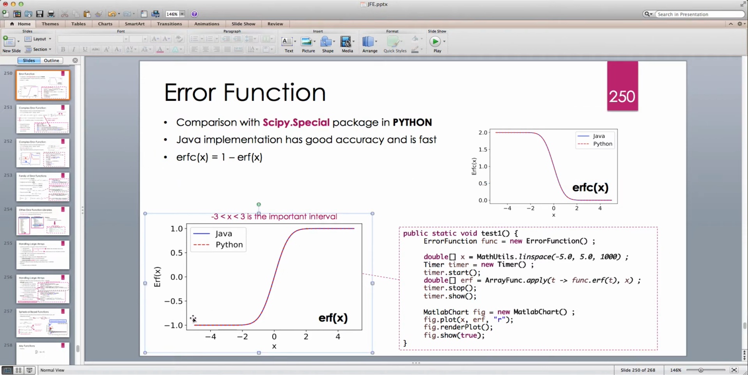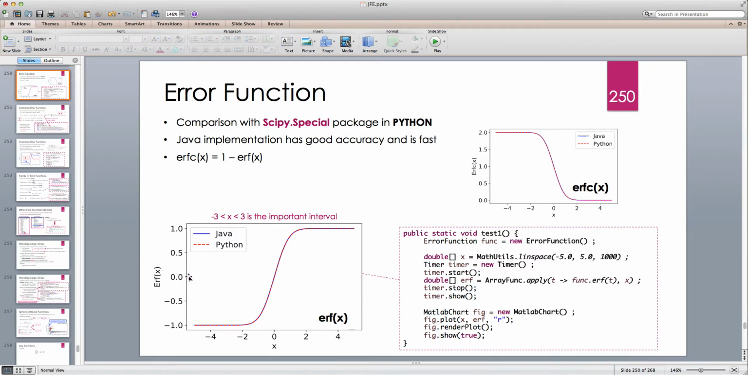All right. So the error function at minus infinity should approach -1. At plus infinity, it should approach 1. And as you can see, it only varies a lot in this interval, -3 to 3. Outside this, we're pretty much there at 1 or -1, right? And that's a very interesting behavior for the error function.